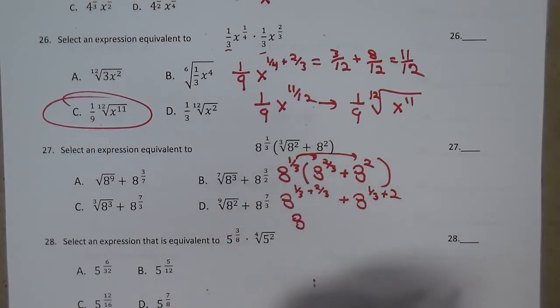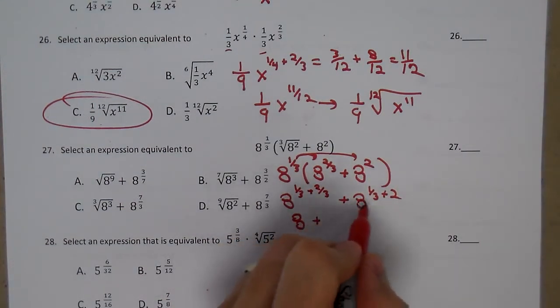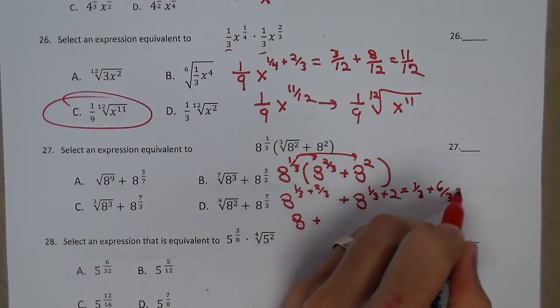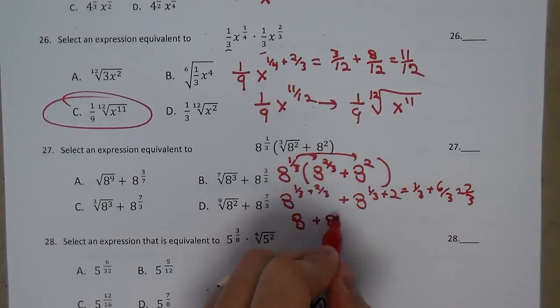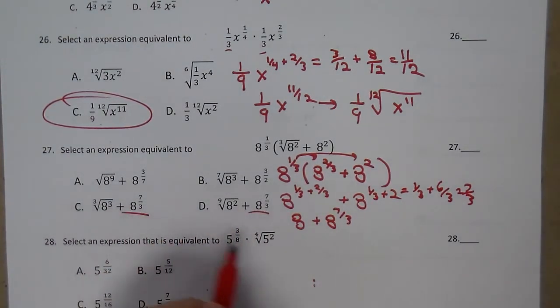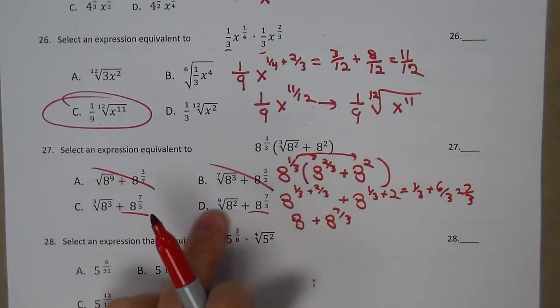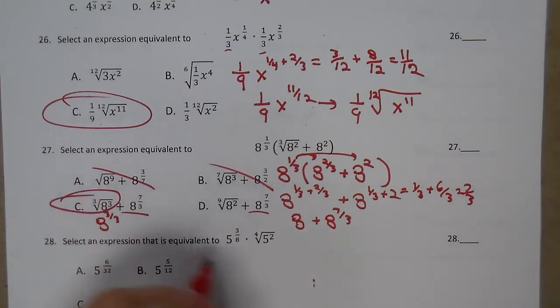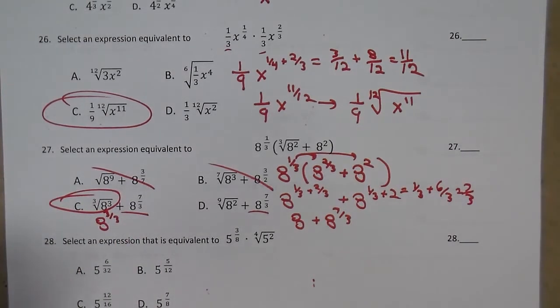This becomes 8. And then here we have 1/3 plus 2, which is really 1/3 plus 6/3, or 7/3. So looking through, I've got 8 to the 7/3, 8 to the 7/3. So those are at least in, but I need an 8. Well, this one, trying to trick us, is actually 8 to the 3/3. It would work. Our answer is going to be C.